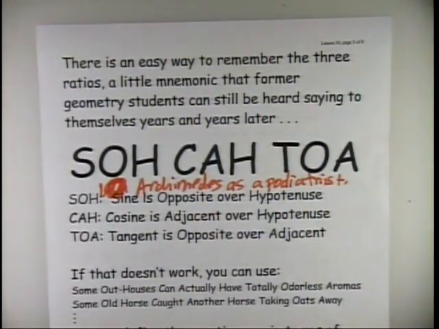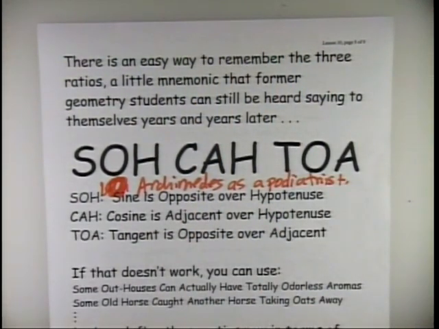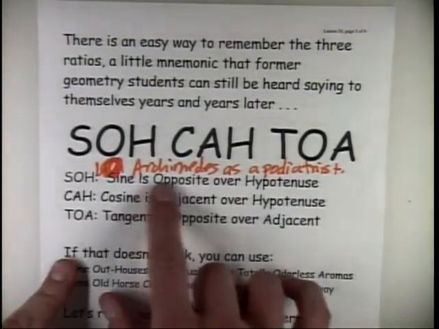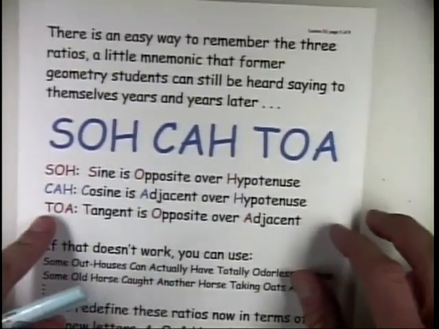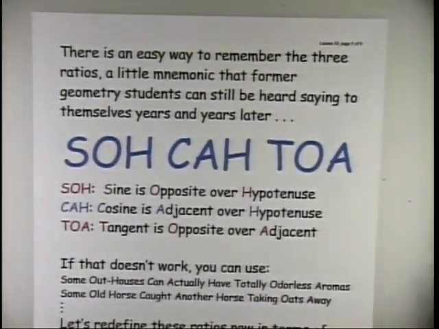Okay, now I know that seems like it's hard to remember, but there's an easy way to do it. There's a little mnemonic that's been around for ages. You can talk to geometry students that had geometry years and years and years ago, and they're still going to remember this. It's SOHCAHTOA, which really kind of sounds like Archimedes as a podiatrist. Okay, what his advice would be if he was a podiatrist. SOHCAHTOA. There we go. This one isn't written on. SOHCAHTOA. Now what is SOHCAHTOA?